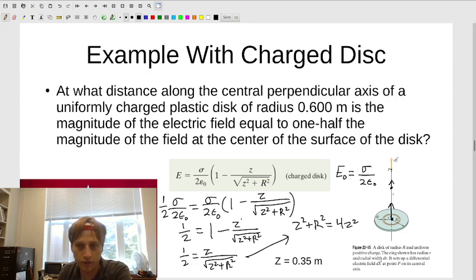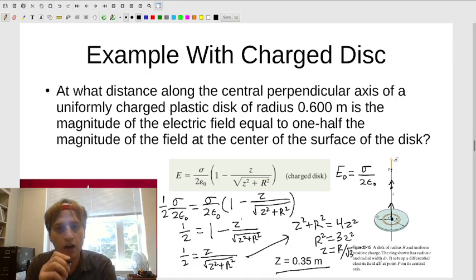z squared. I'm going to subtract a z squared on both sides, and that would give me r squared equals 3z squared, and I would get z equals r over square root of 3. So when you put in now your 0.6 meters and divide it by square root of 3, you're going to get 0.35 meters.